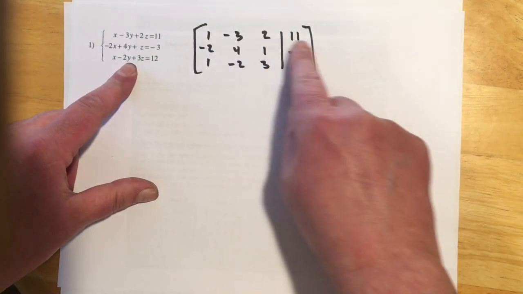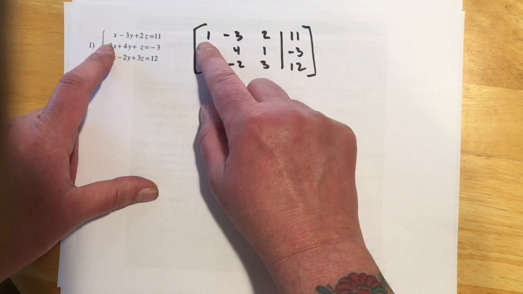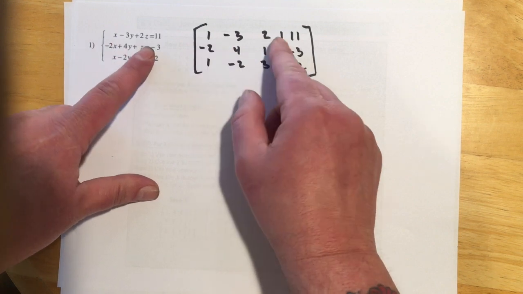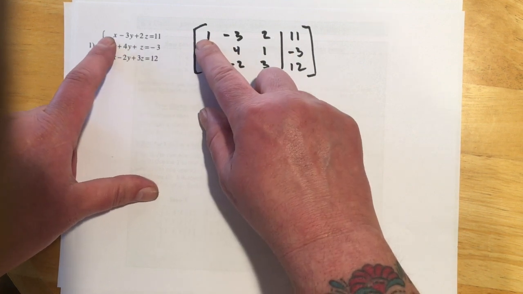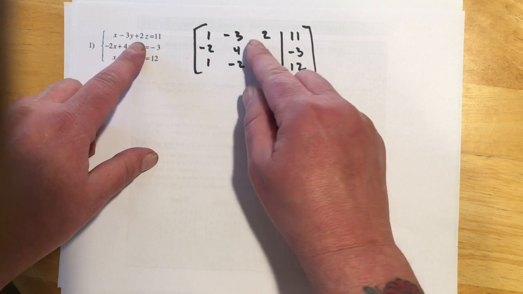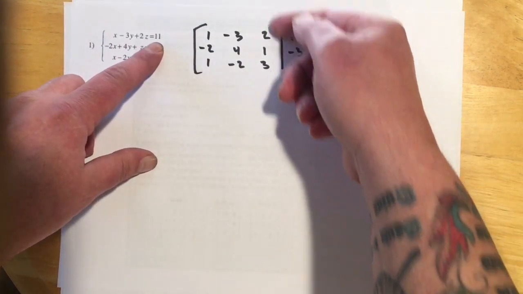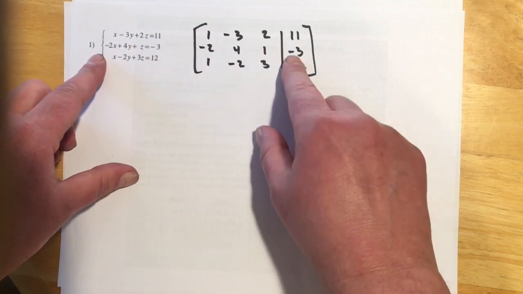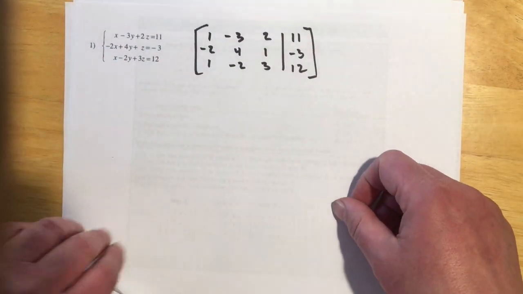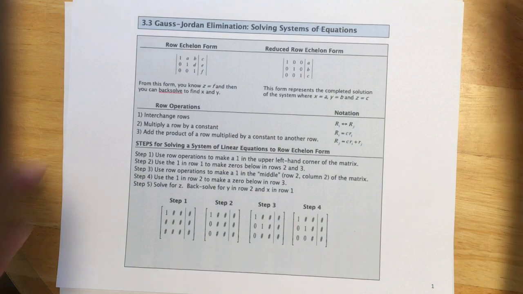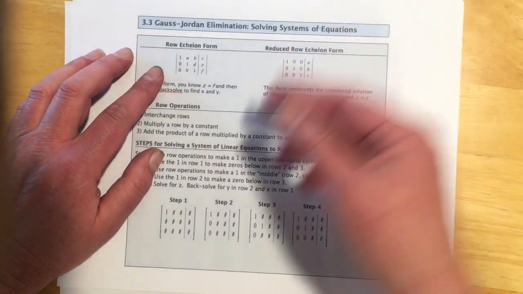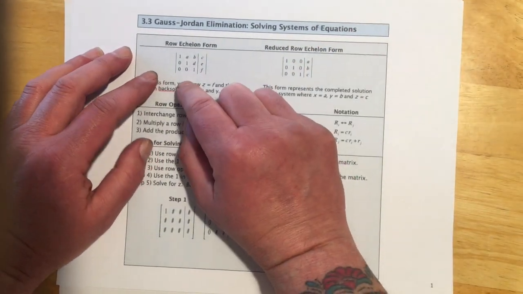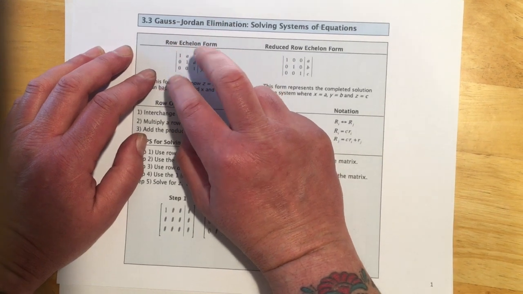When we write that in matrix form, it looks like this. It's the exact same thing. We're just leaving off the x's, y's, and z's. So this became 1, -3, +2. The line stands in for the equals, and then 11. So this is just the equation form in the matrix form. So when we're looking at what we're trying to do, these matrices are just systems of equations. We have two places we can get to in terms of solving.